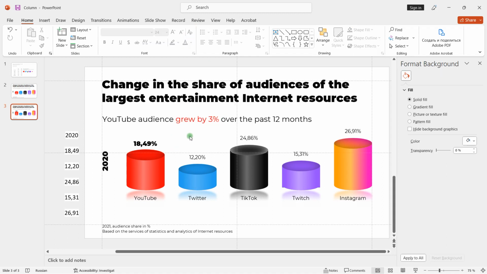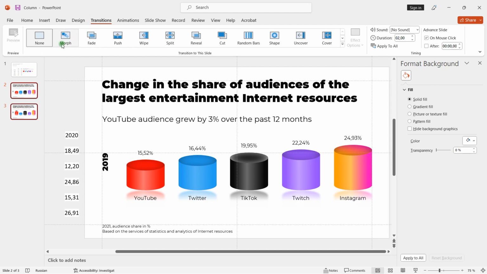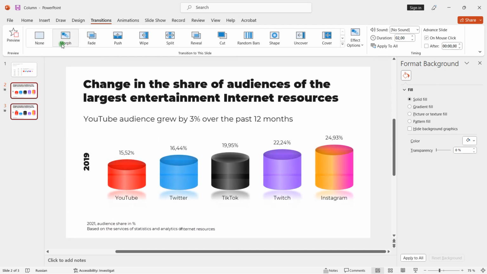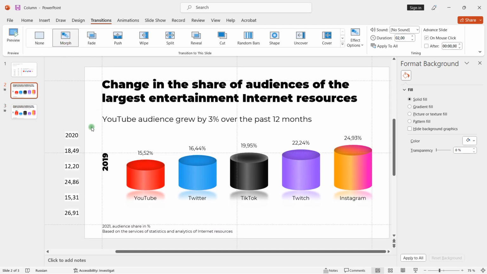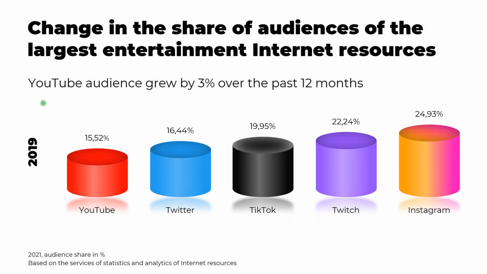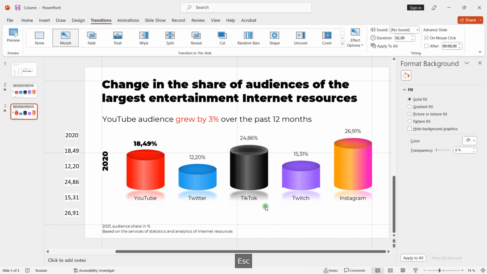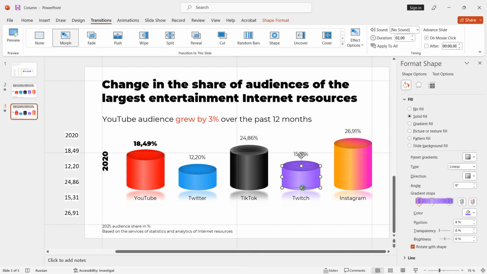Great. Now, holding the Control key with the left mouse button, I select our two slides on the left and go to the Transitions tab and click on Morph. Let's launch the presentation with the Shift F5 key combination. I like it. But there are some minor flaws. For the fourth column, you need to reduce the bottom border of the rectangle. And in general, there is a lot of empty space below.